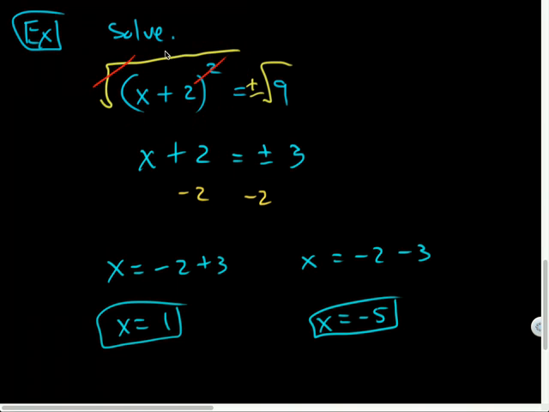So the trick is, when you've got the square of a binomial equal to a number and you're trying to solve, just root both sides, kill that square. Bam. It's kind of nice.